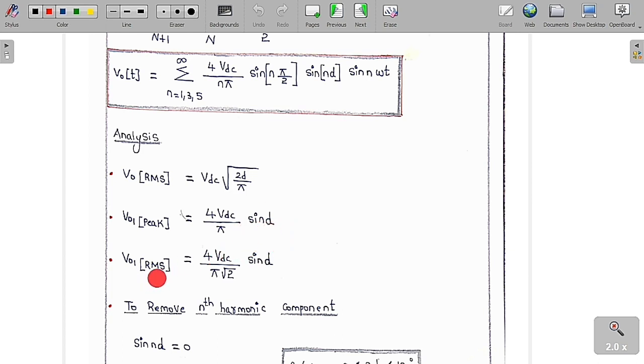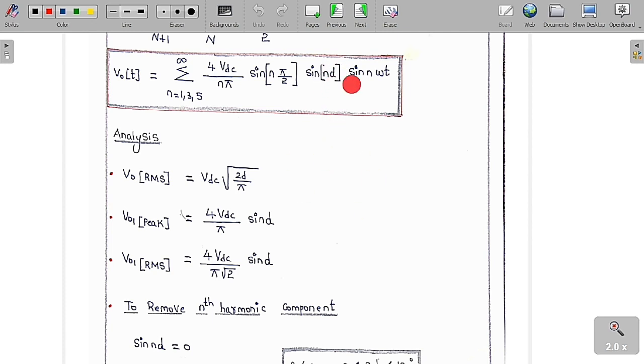If you want the RMS value of the fundamental output voltage, it is the peak value divided by root 2, so you are going to get this expression. Suppose we want to remove the nth harmonic component, which is specifically odd only, because even components are 0 by default, so only odd ones are present. And if you want to remove a specific odd term, how do you remove it?